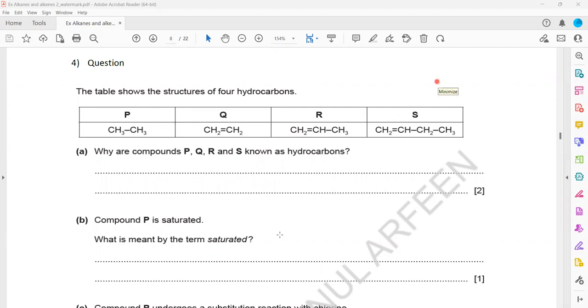So they have carbon and hydrogen only. You can also use your mic or a chat to state the answer. So those compounds which have carbon and hydrogen, we call them hydrocarbons.